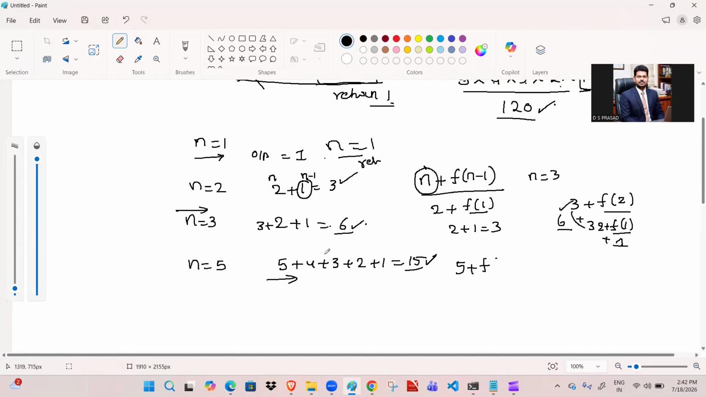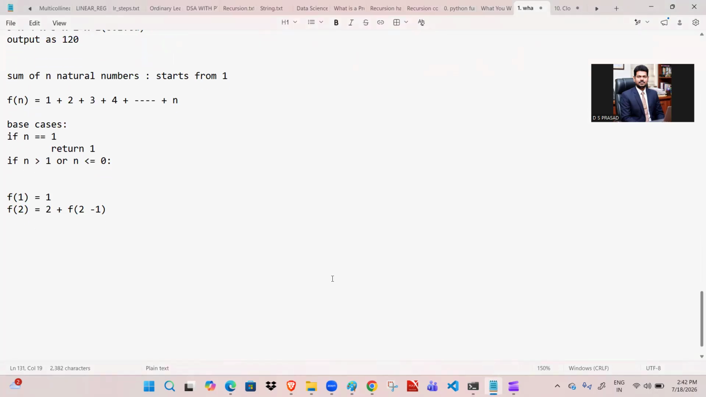Similarly for n equal to 5: 5 plus f of 4. f of 4 is 4 plus f of 3, the function calling itself. f of 3 is 3 plus f of 2, and f of 2 is 2 plus f of 1. Whenever it reaches the base condition, it returns the value 1. So 1 plus 2 is 3, 3 plus 3 is 6, 6 plus 4 is 10, and 10 plus 5 is 15. This is the output we get. That is the importance of the base case.